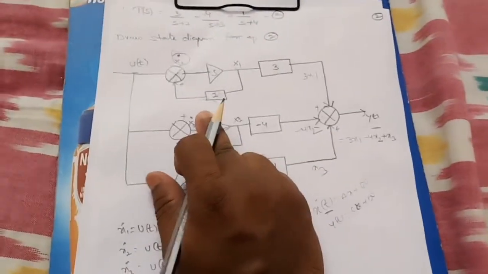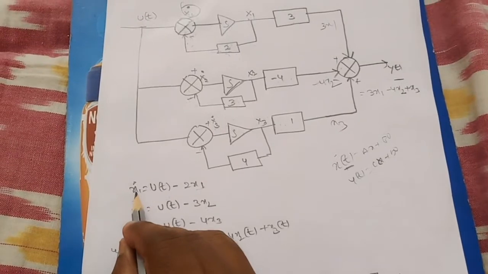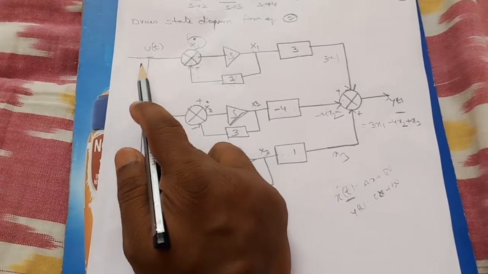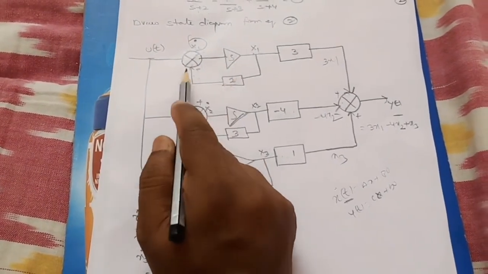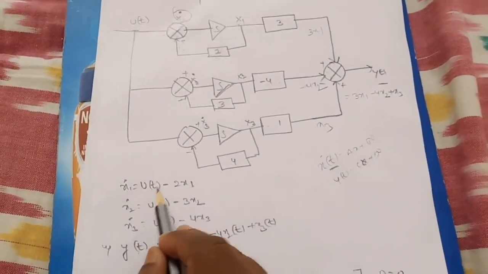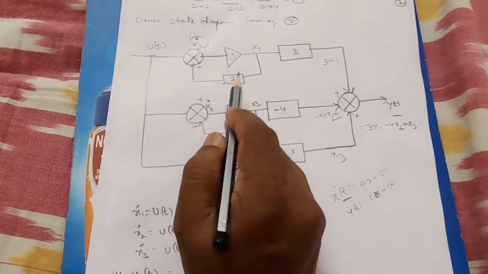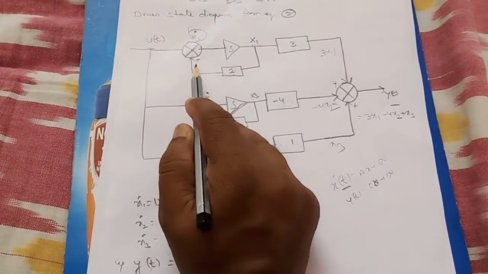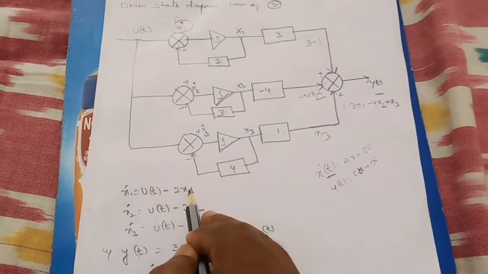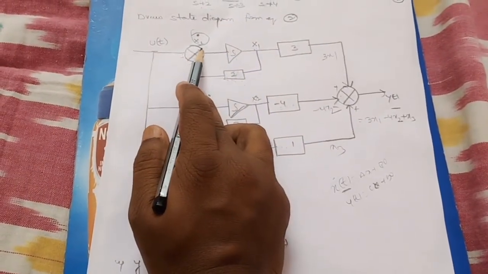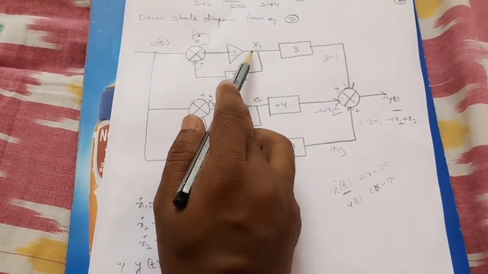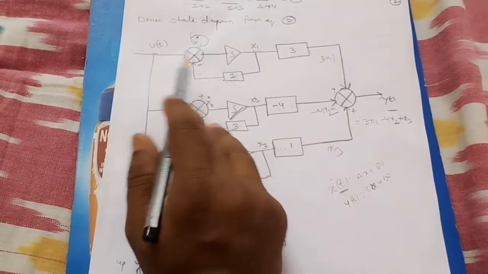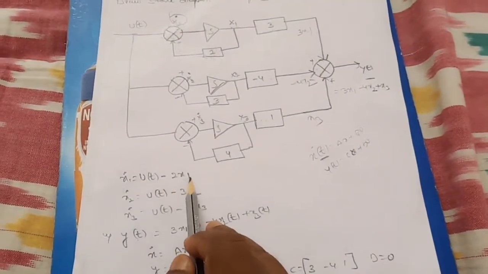From this state model we have to write the state equation. So x1 dot equals, where do we have x1 dot here? For this x1 dot, how many inputs are there? Two. One is u of t and one is the feedback. So u of t, and x1 acts as a feedback, x1 into 2, that is 2x1, adding with minus. So u of t minus 2x1. That is the equation for x1 dot of t: u of t as input and 2x1 as the feedback, so u of t minus 2x1.